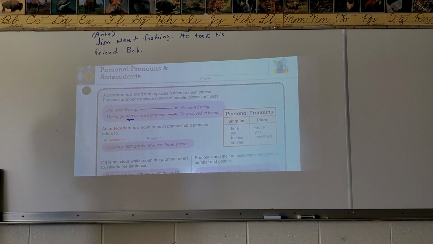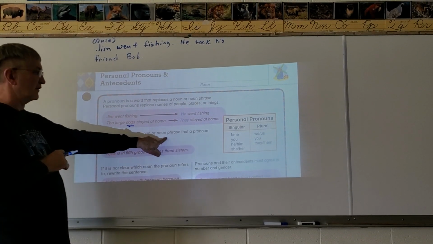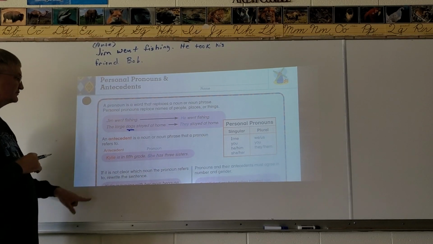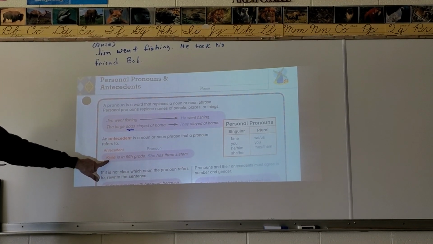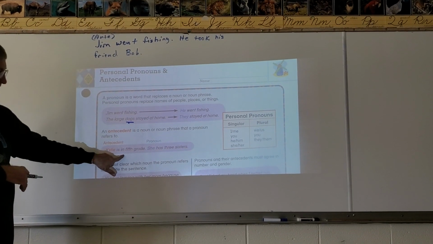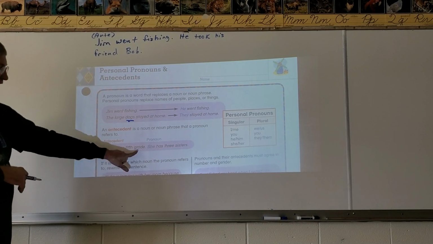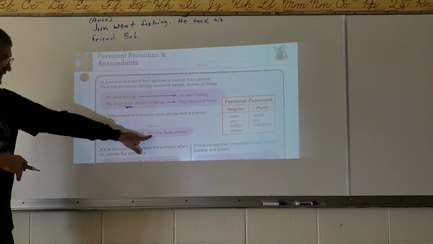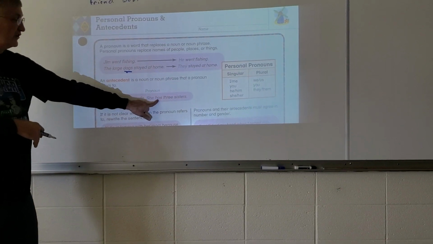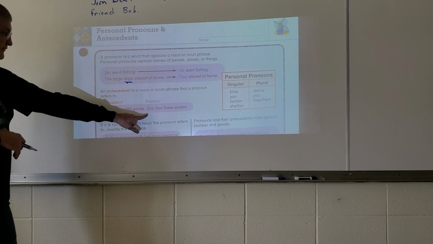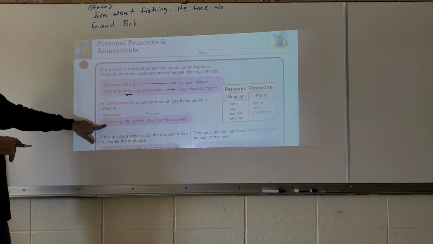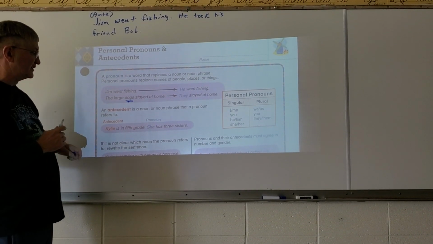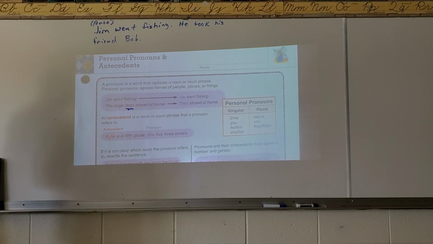All right, an antecedent is a noun or noun phrase that a pronoun refers to. Antecedent, Kylie, this is what we were saying up here: Kylie is in fifth grade. She has 3 sisters. This is what we're talking about with the first sentence with Jim. She has 3 sisters is again reflecting back to who we're talking about in the original statement, which is Kylie.